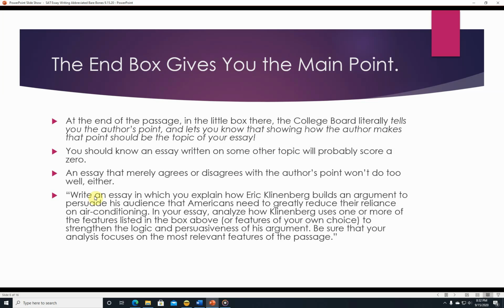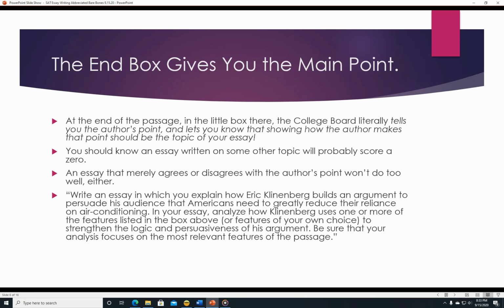So here, for the essay that we looked at, write an essay in which you explain how Eric Kleinenberg builds an argument to persuade his audience that Americans need to greatly reduce their reliance on air conditioning. In your essay, analyze how Kleinenberg uses one or more of the features listed in the box above, or features of your own choice, to strengthen the logic and persuasiveness of his argument. Be sure that your analysis focuses on the most relevant features of the passage. So if something sticks out to you that seems to be the main way that the author makes his or her point, make sure that you feature that right away.